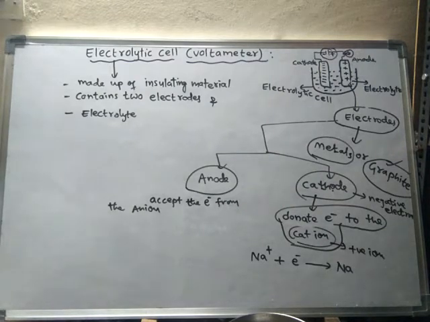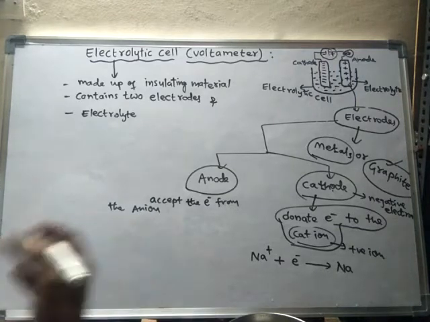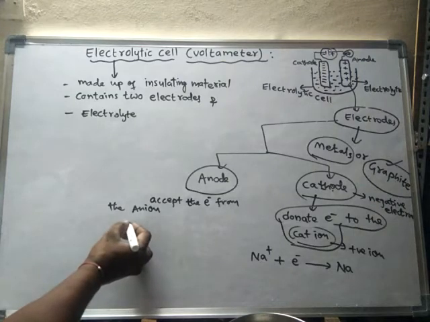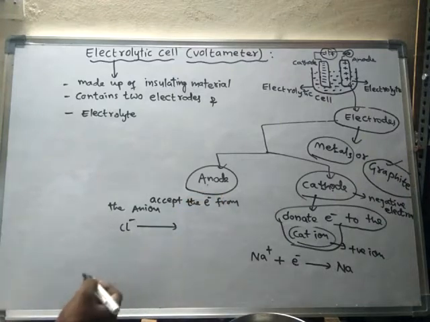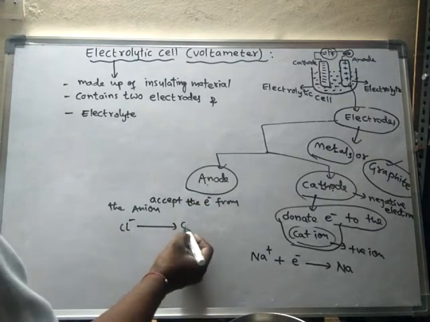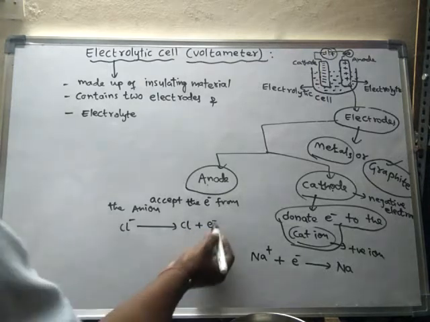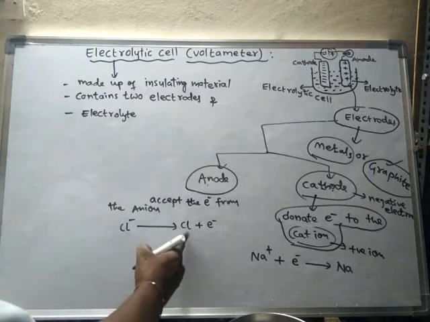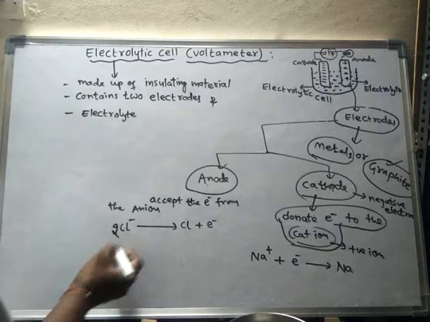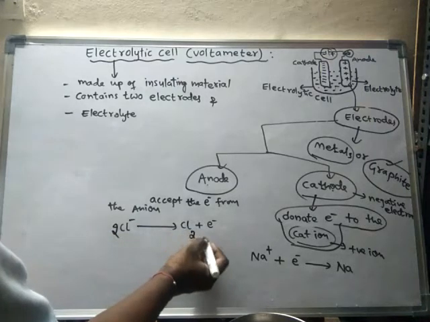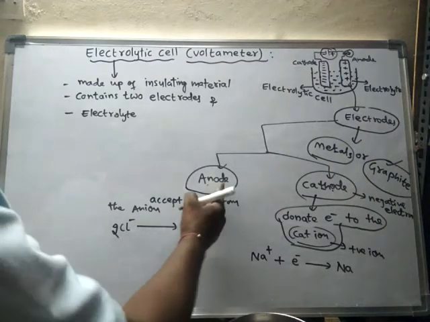Therefore, that anion will lose its electron and convert into a neutral atom. For example, take the chloride ion. At the anode, the chloride ion will lose its electron to the anode. This electron is taken by the anode, and the neutral chlorine atom is left over. Two such chloride ions will produce a chlorine molecule and two electrons. These two electrons will be accepted by the anode.